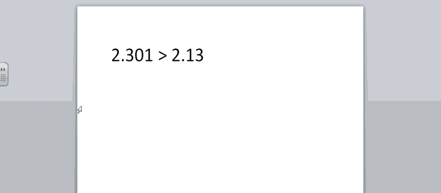So it doesn't matter that, for example, answer choice B has a whole bunch of extra digits. I'm looking for a number that's smaller. Remember, the crocodile wants to eat the bigger number. In this case, it's 2.301. All right, enough on that one.